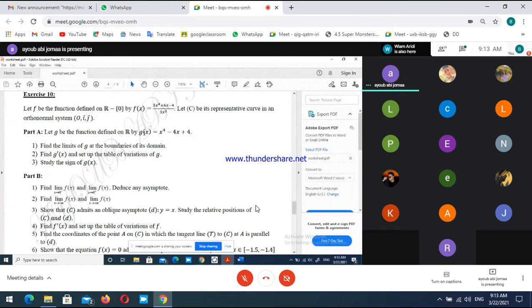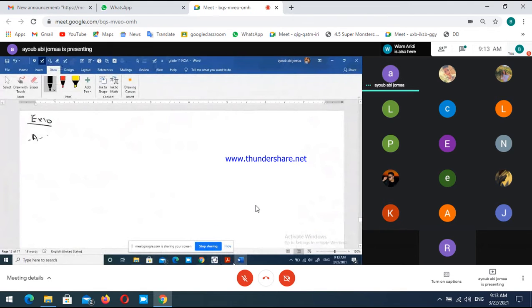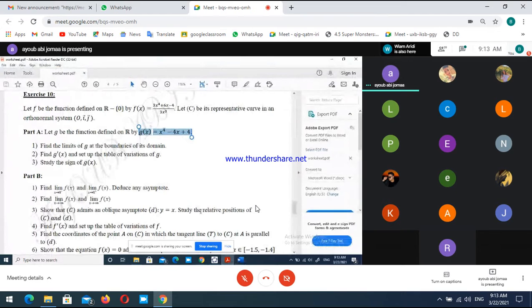Part A. Let G be the function defined on R, because it's a polynomial, by x power 4 minus 4x plus 4. So G of x is equal to x power 4 minus 4x plus 4. Domain of the function G, negative infinity to positive infinity. Part 1. In part 1, find the limits at the boundaries of its domain.